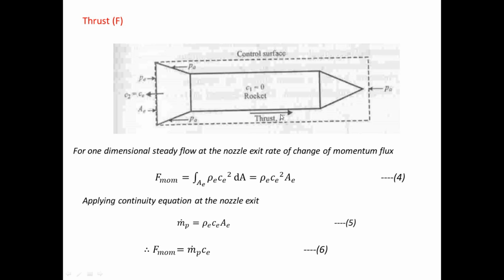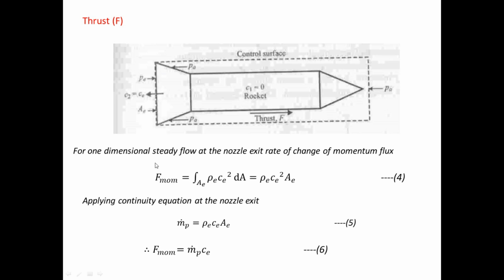The thrust F is in the rightward direction, along the movement of the vehicle, and PA, atmospheric pressure, will be acting at the control surface. So PA will be acting all around the rocket surface, and at the exit, after expansion through the nozzle, the pressure will be PE and velocity will be C2, which will be equal to CE. Both terms you can use. AE is the area at the exit. So these are the terms.